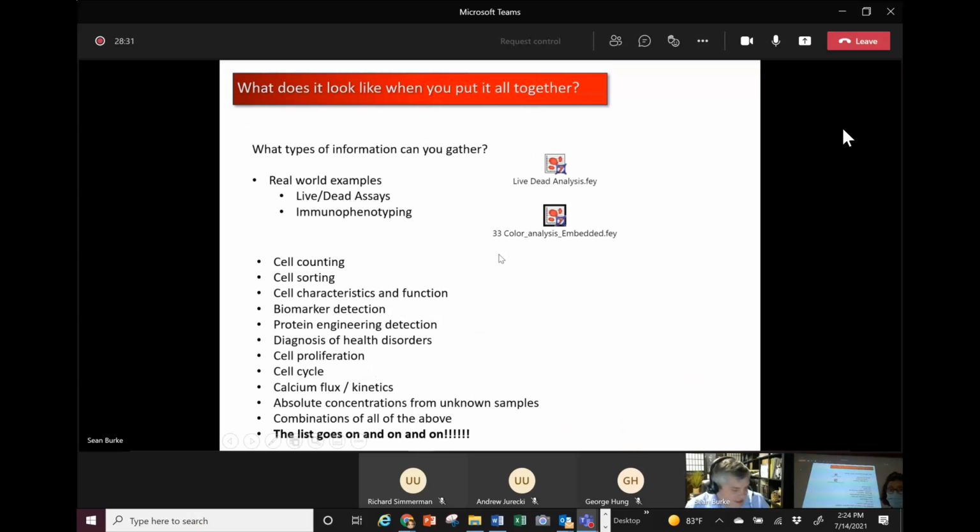So, what does this look like when you put it all together in the end? What types of information can you gather, right? It's not a super long list here, but this list could be pages and pages long of the types of information that you can gather.